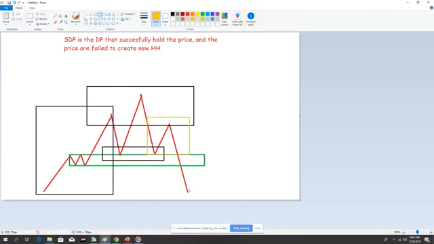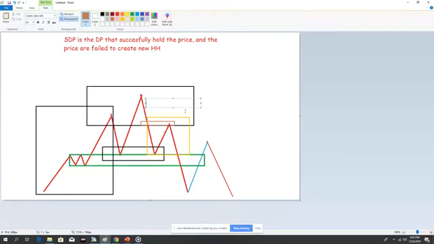Okay, and then when the price goes up, something like this, this is where you are going to sell. So you have to make sure in the SGB here, this area, there is a decision point here. In other words, the price here is doing a drop base drop. So the price is making a new drop base.